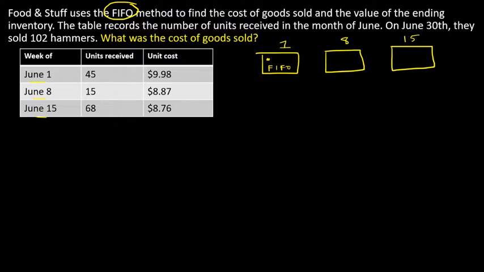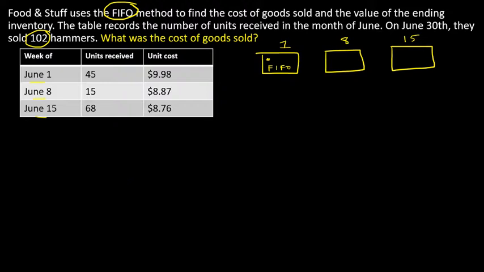So don't go on autopilot and assume, oh, I see FIFO method, I know what they're going to ask me, okay? This question is asking, what is the cost of goods sold? So they tell me that 102 hammers were sold, so I have to find the cost of these 102 hammers.